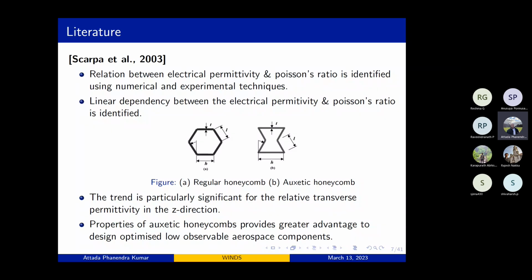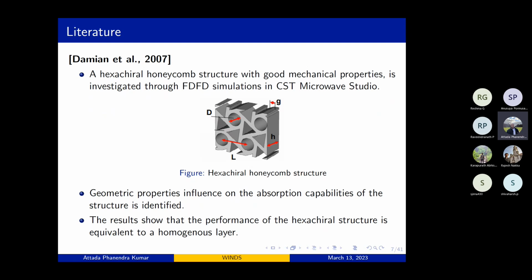It's not just the strength; we are also interested in absorption capabilities, which we can obtain using the electrical permittivity. We have seen that there is a linear correlation between these two things. So we can easily obtain both strength and absorption capabilities. That was the basic idea behind going for auxetic material. And this was one of the numerical analyses done on an auxetic honeycomb structure, where they varied the geometrical parameters involved for different structures, and they obtained absorption spectra across the frequency ranges.